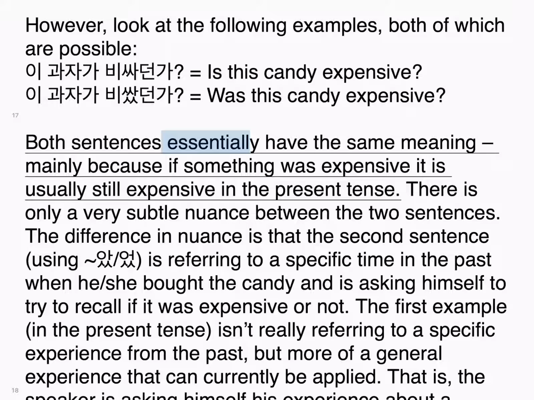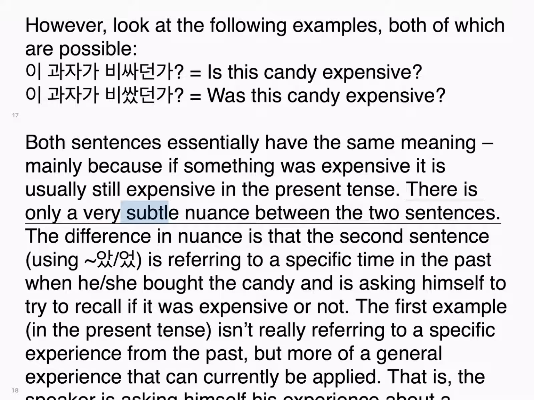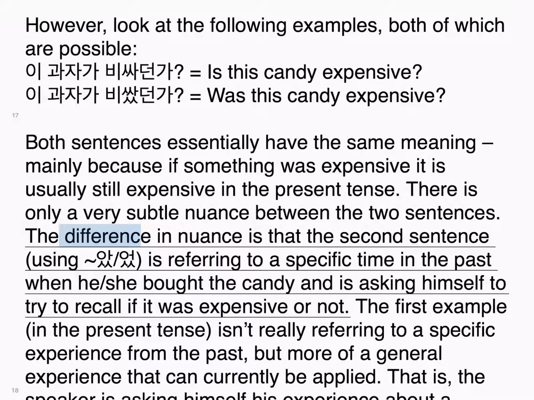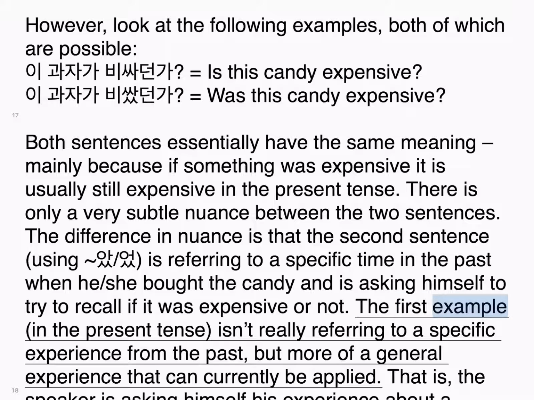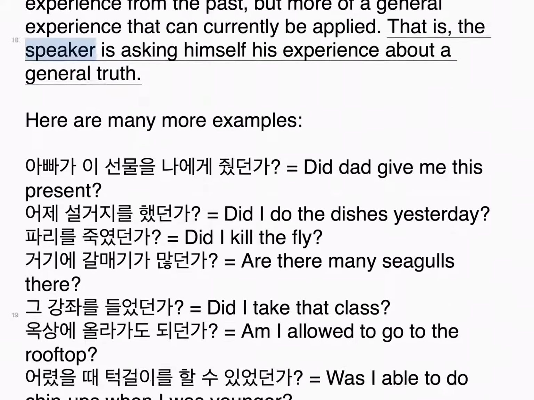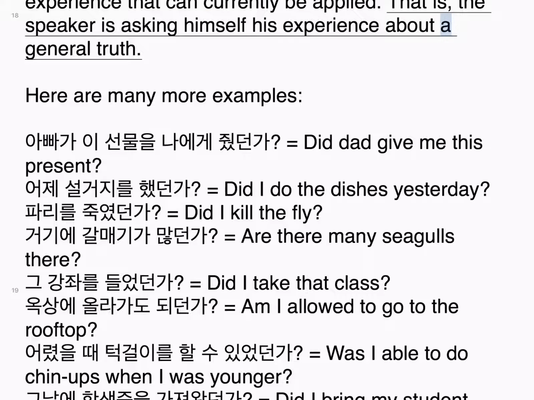Both sentences essentially have the same meaning. Mainly because if something was expensive, it is usually still expensive in the present tense. There is only a very subtle nuance between the two sentences. The difference in nuance is that the second sentence, using 비쌌던가, is referring to a specific time in the past when he/she bought a candy and is asking himself to try to recall if it was expensive or not. The first example, in the present tense, isn't really referring to a specific experience from the past, but more of a general experience that can currently be applied. That is, the speaker is asking himself his experience about a general truth.